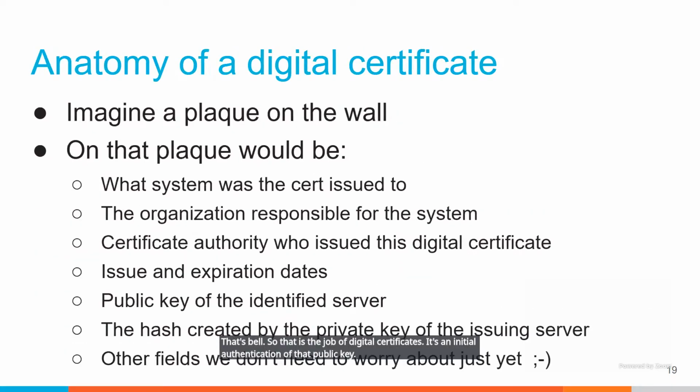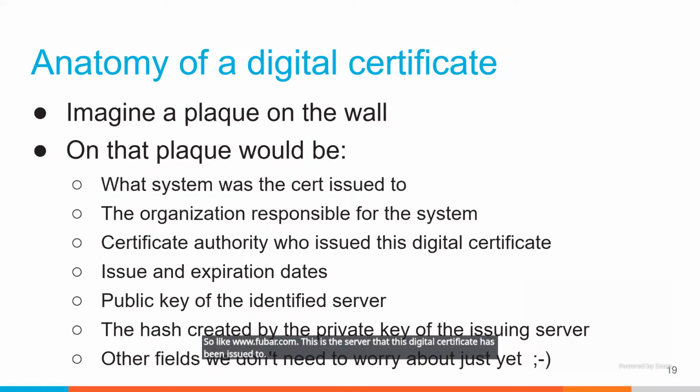So what does a digital certificate look like? Okay, we're going to play pretend for a minute. Close your eyes and think of a digital certificate as a plaque on the wall, right? Let's make this physical and visual. On that plaque on the wall is the name of the system this digital certificate was issued to. So like www.fubar.com. This is the server that this digital certificate has been issued to.